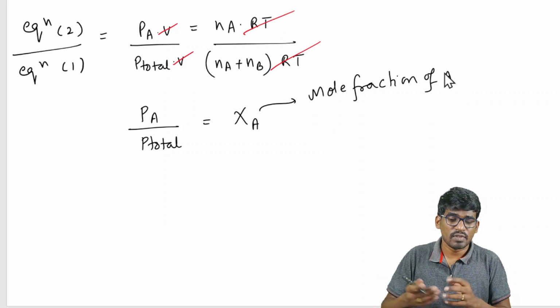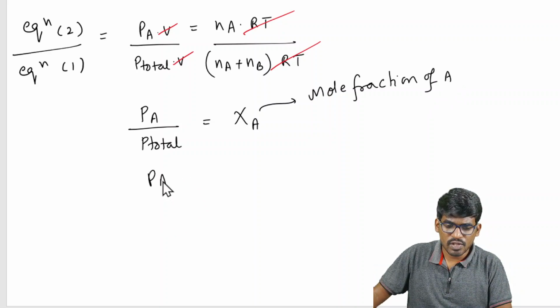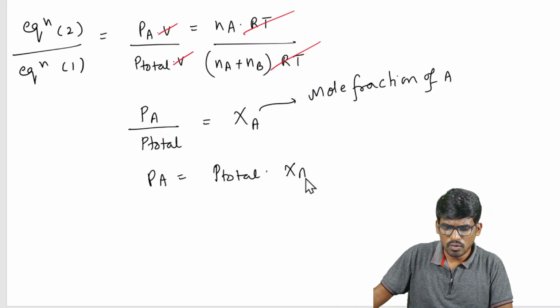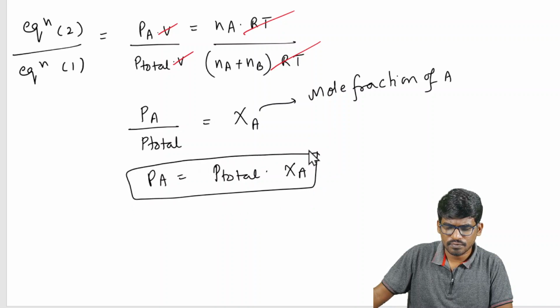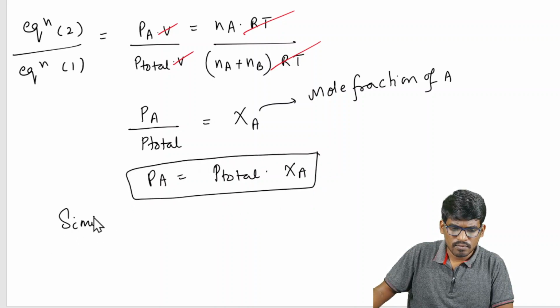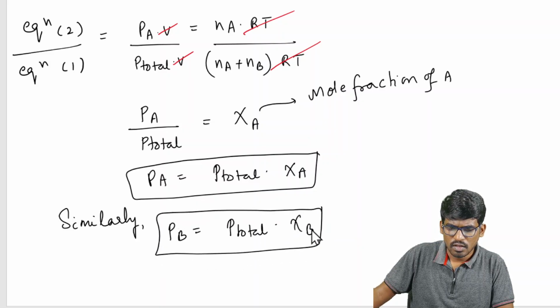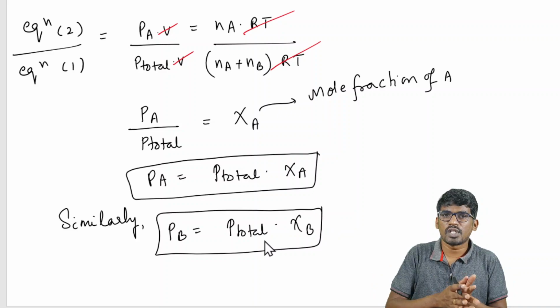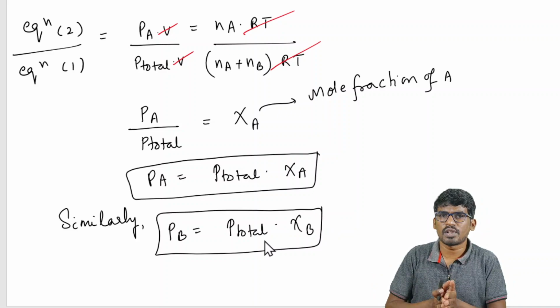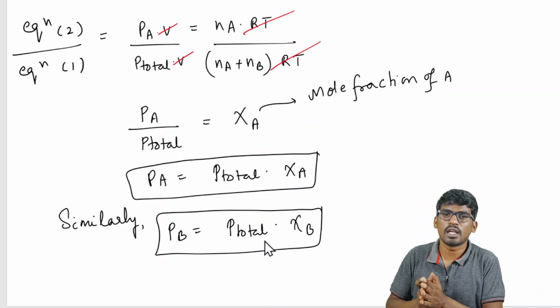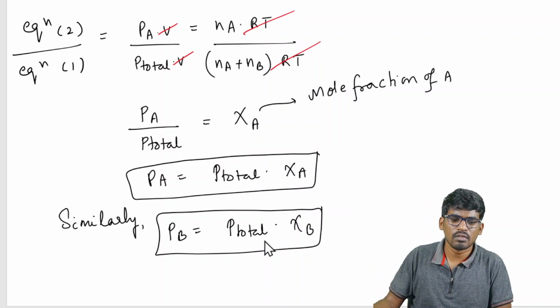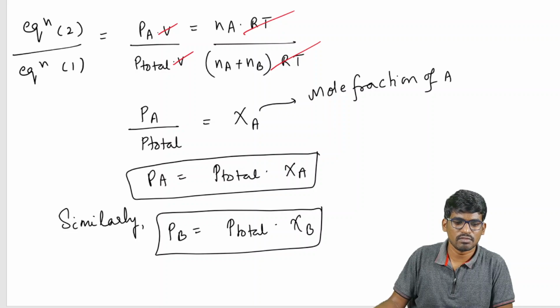Children, it is an application of Dalton's law, of course. That means partial pressure of A is equal to P total into chi A, mole fraction of A. Similarly, in the same way, Pb is equal to P total into chi B, mole fraction of B. This is the relation between partial pressures and mole fractions. Hope that is clear for you, right?